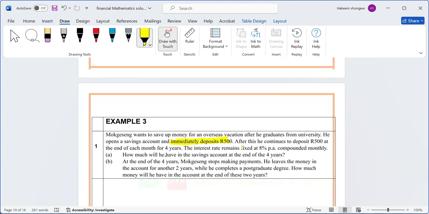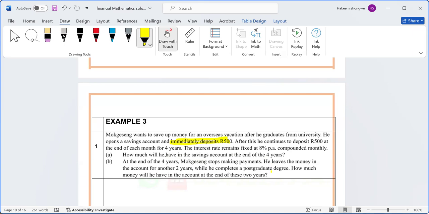And then after this, he continues to deposit 500 at the end of each month. Very important: at the end of each month for 4 years. The interest rate remains fixed at 8% per annum compounded monthly. How much money will he have in the savings account at the end of 4 years?